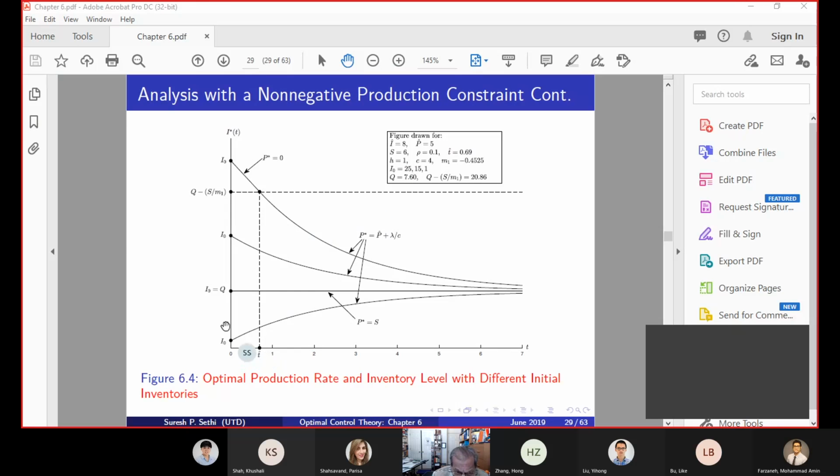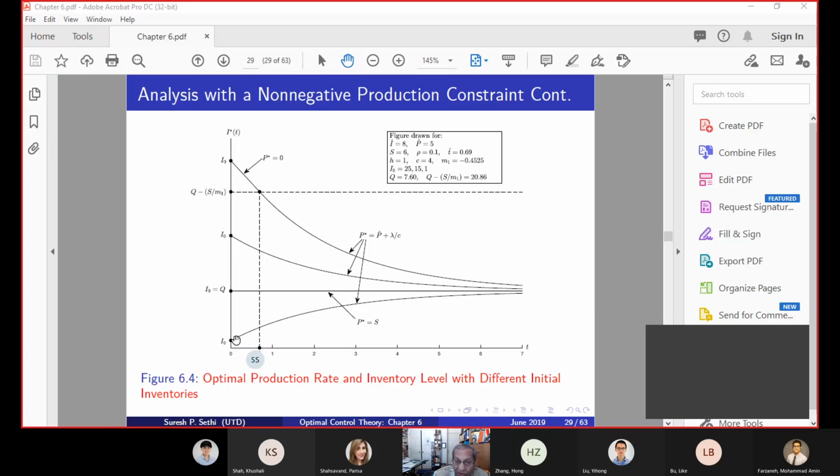If I0 is less than Q, then production will be bigger than demand and keep going until the production asymptotes to S. Turns out that if you look at the formula, you will see that if I0 is less than Q, I will never reach the turnpike in finite time. I will reach the turnpike asymptotically. Only if I have I0 equal to Q, I will be on the turnpike exactly.